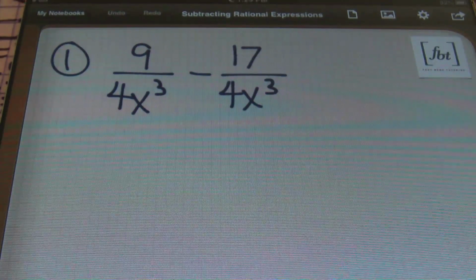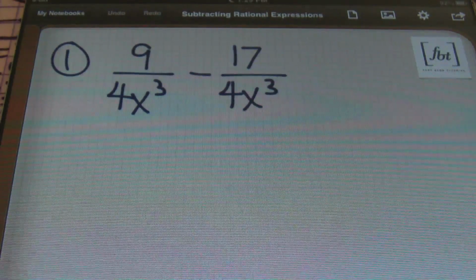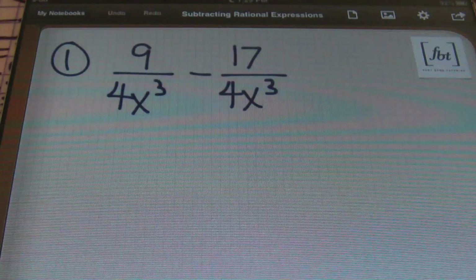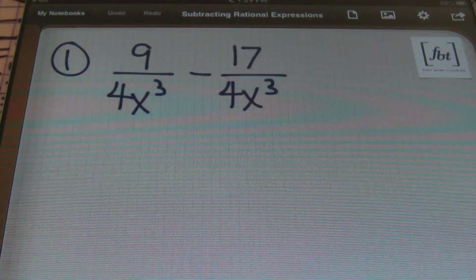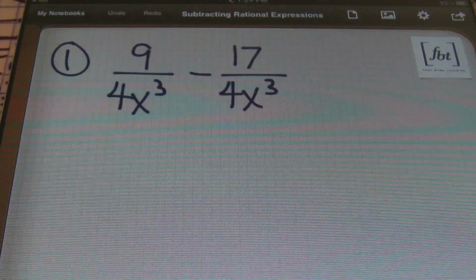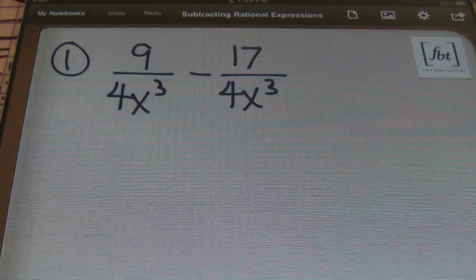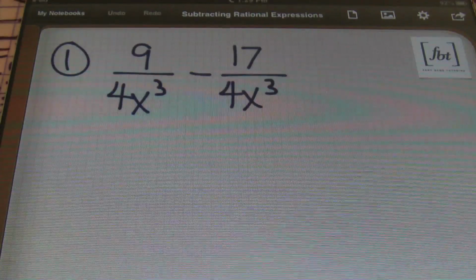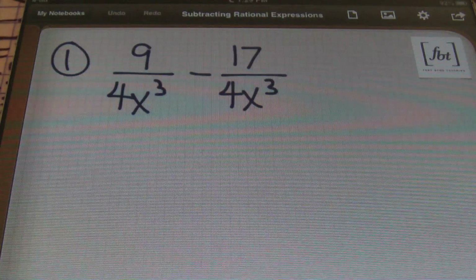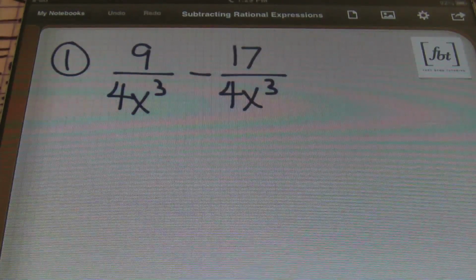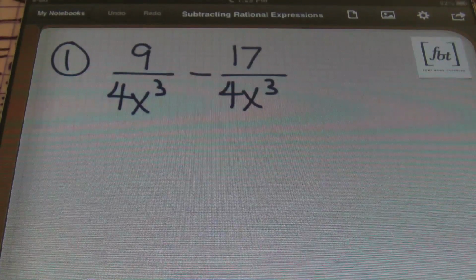Now, keep in mind, ladies and gentlemen, that when you are subtracting rational expressions, and what is a rational expression, by the way? It's a fraction. So why do they call it a rational expression? Because the fraction has a variable in it. That's it. So every rule that you've been doing with fractions, you'll also be applying to rational expressions because they are fractions. Exactly. So here we are with number 1.